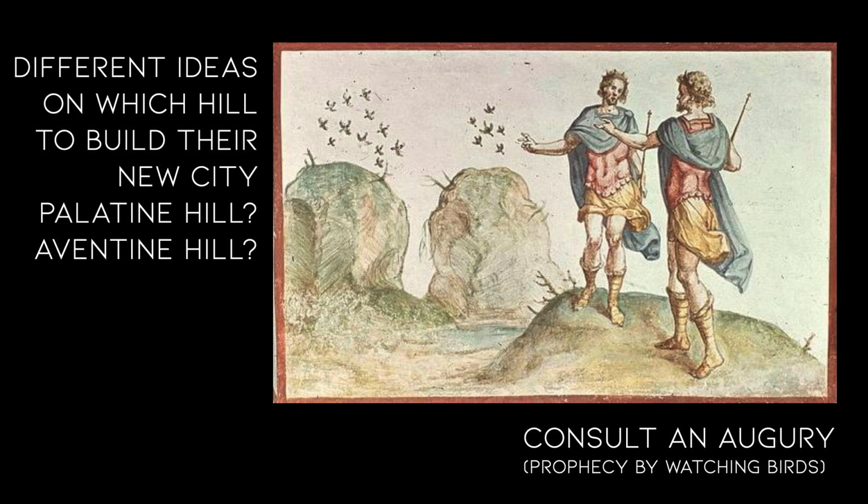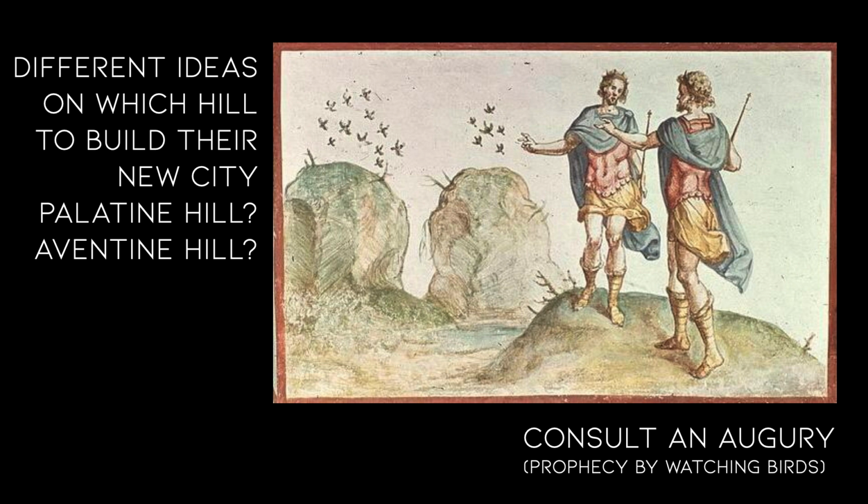They each had a different idea. Romulus wanted to build it on the Palatine Hill. Remus wanted to build it on the Aventine Hill. They decided to use a very traditional method for determining the will of the gods called an augury. Essentially what that means is they would watch the pattern of birds and discern from their flights and their movements what the will of the gods were. And so they each decided to watch their hill that they had decided to build their cities on and see if they had any signs from the gods.